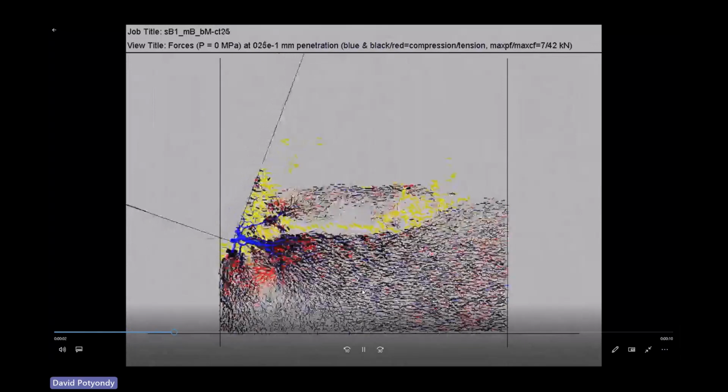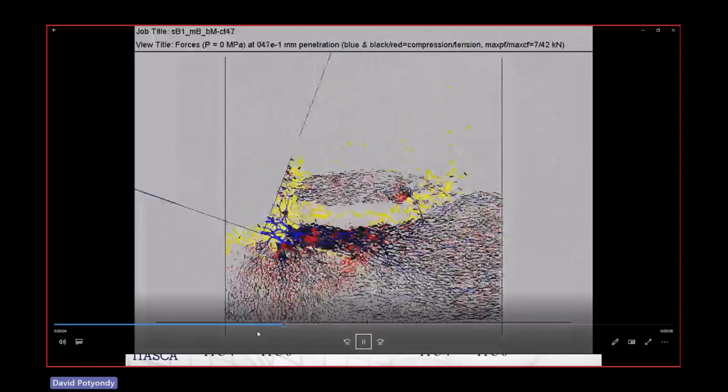Blue is compression in the grains. So notice where it's all broken, there's just blue because it's just loading the grain surfaces. Black and red are compression and tension in the cement.